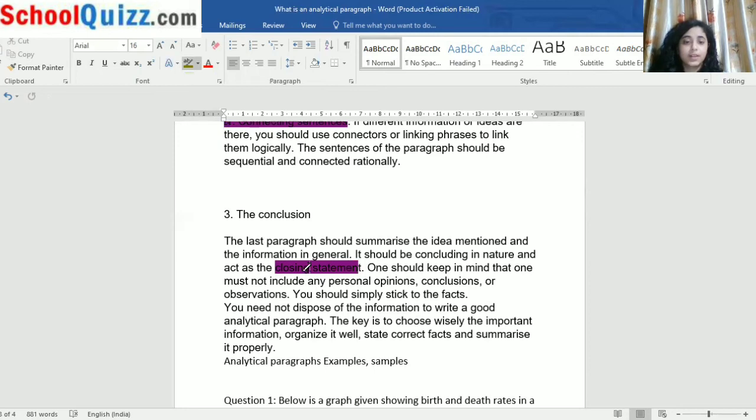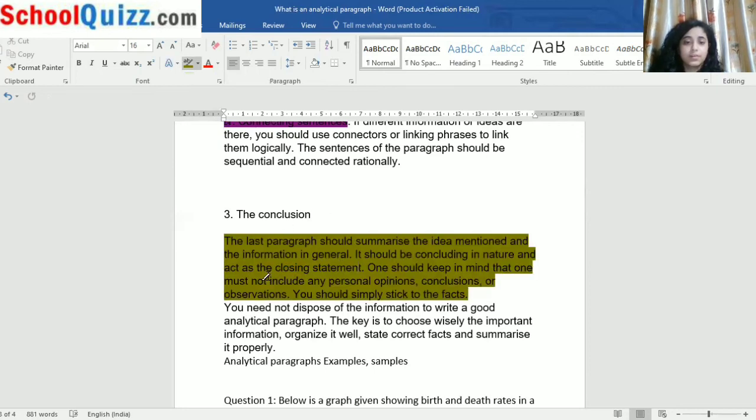I don't know why this color is not coming. Okay, you can see that it is a closing statement. I highlighted that word for you. Okay, one should keep in mind that one must not include any personal opinions. I told you, you cannot use your personal opinions, conclusions, or observations. You should simply stick to the facts. Over the facts, what you observe, you have to write that down. You need not dispose of any information to write a good analytical paragraph.